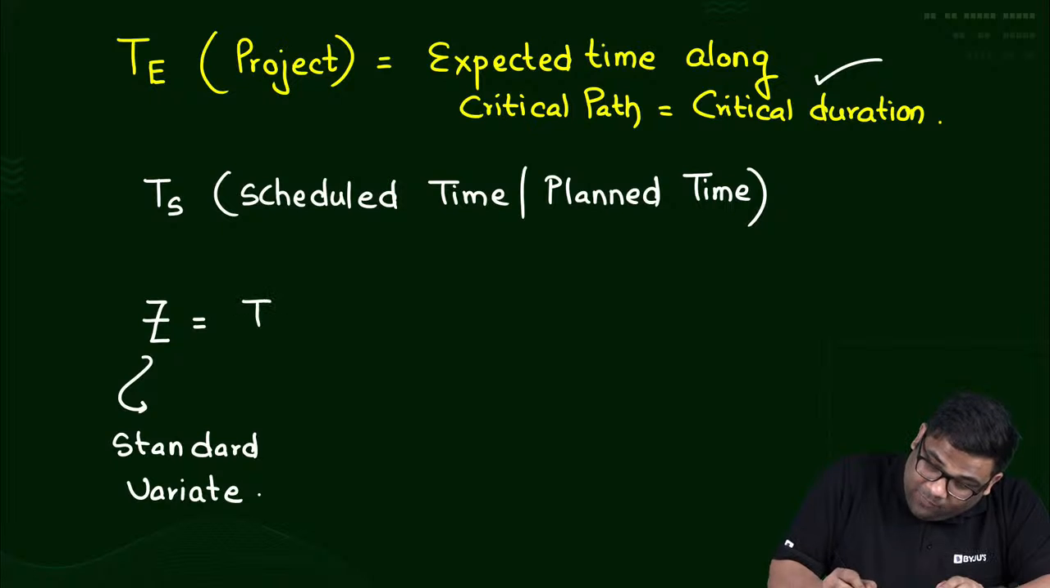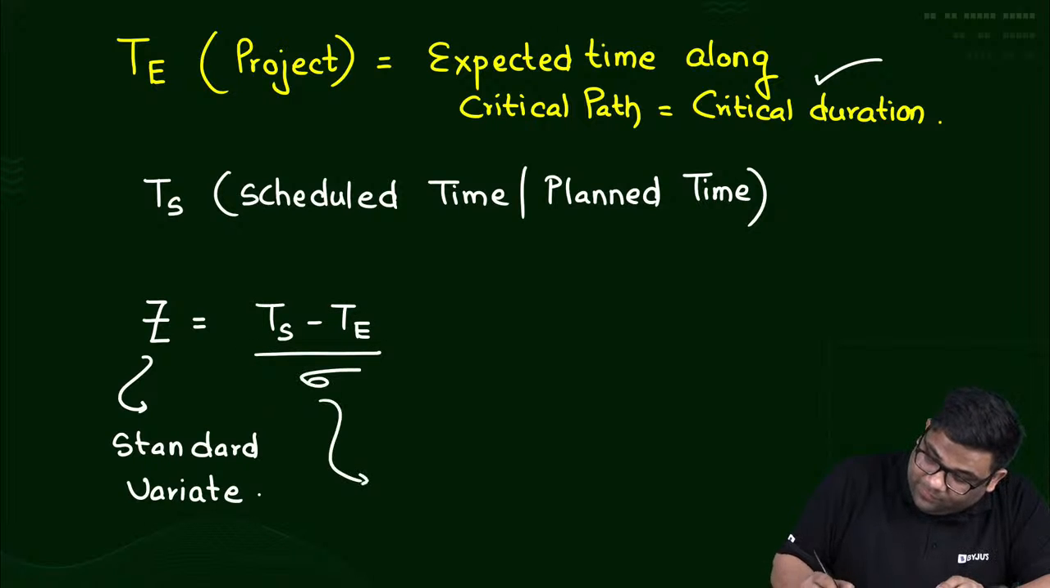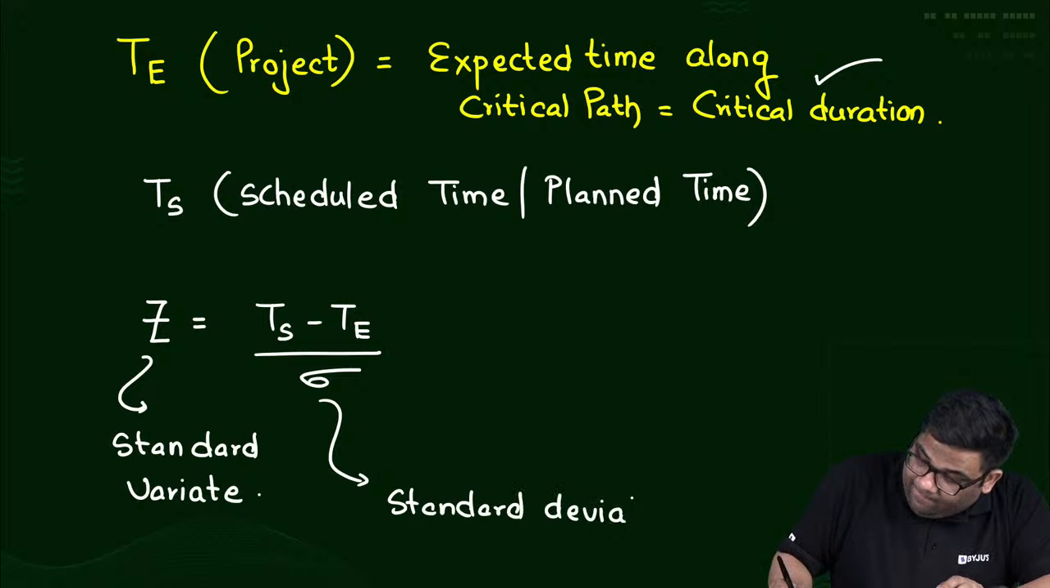Now this will be how much? Z equals TS minus TE, divided by the standard deviation of the project.